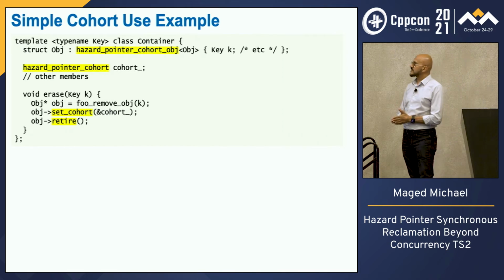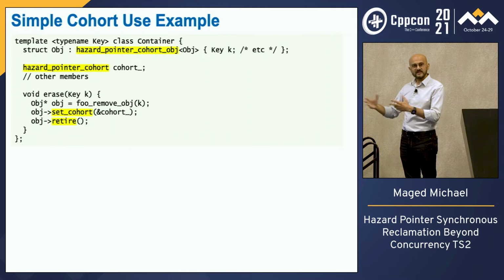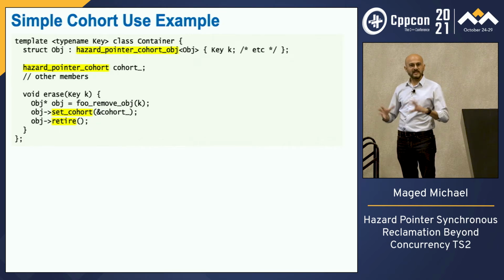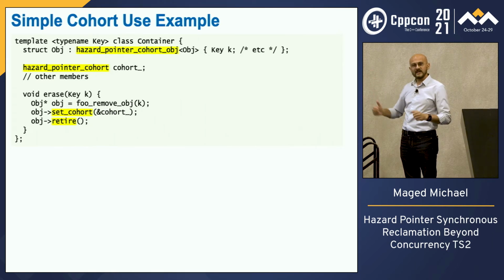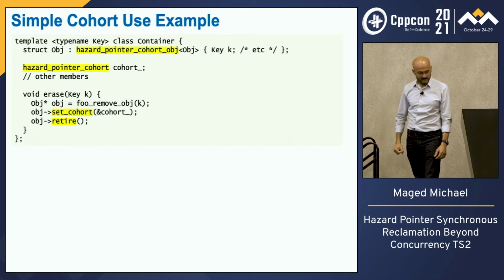So in this case, we actually make a cohort part of each instance of the container, and we associate any object that gets removed and retired from that container to that specific cohort. And automatically, when we destroy the container, we're going to destroy the associated cohort, and that will take care of the synchronous reclamation that we need. So this is not global cleanup, but it's actually doing what we want in this case.